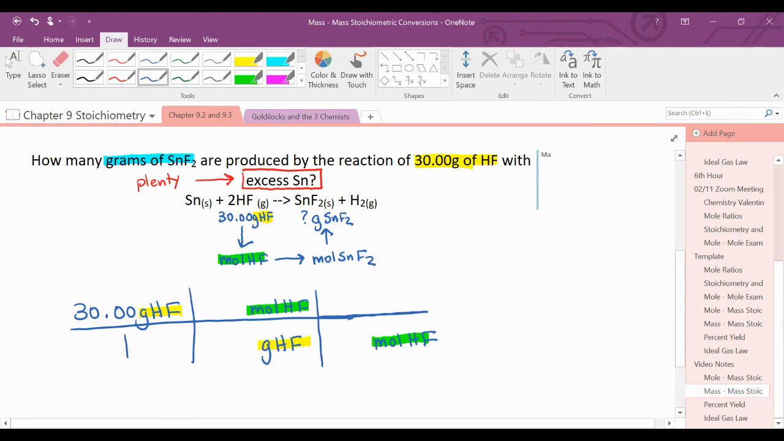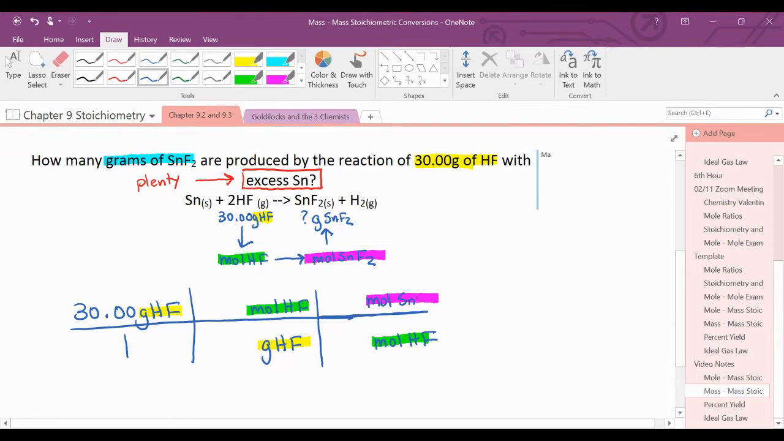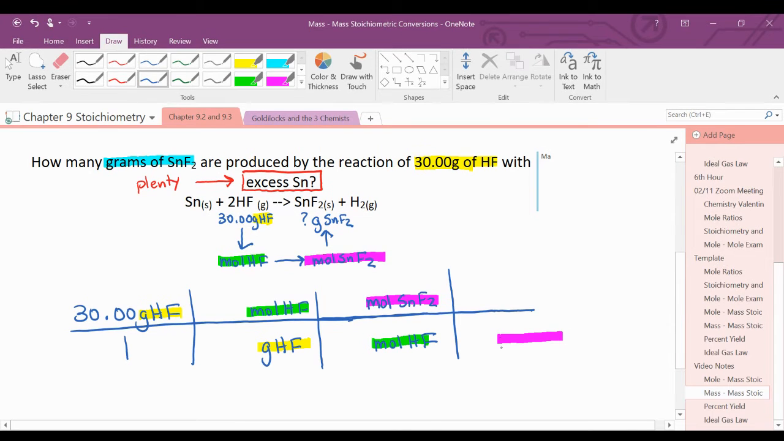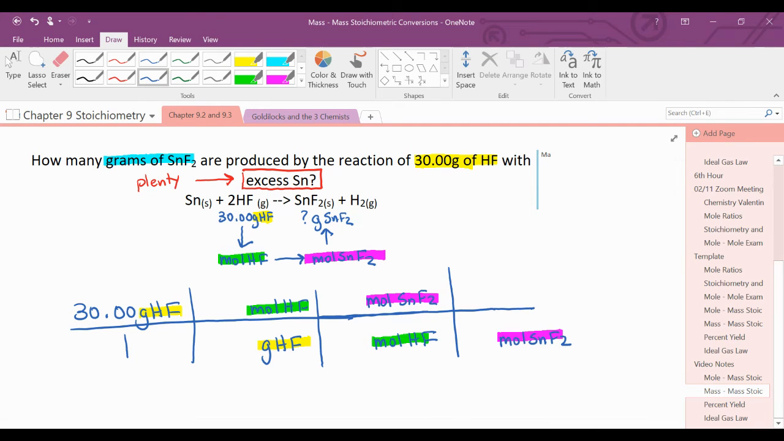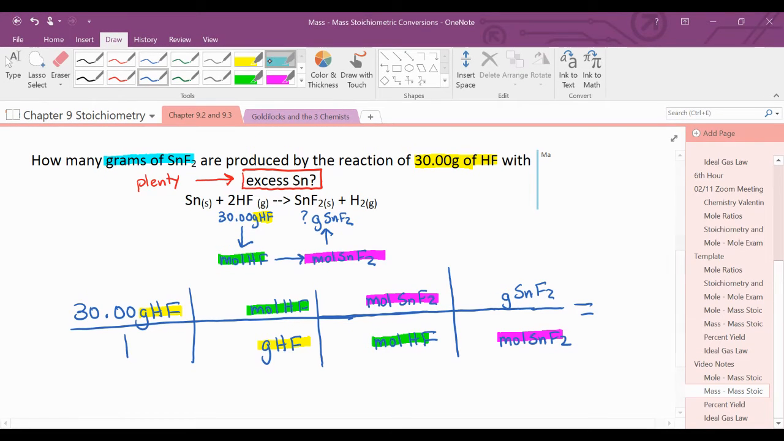Now I can convert from moles of hydrogen fluoride to moles of tin 2 fluoride. It's my mole to mole conversion. The only way to convert from one substance to another is to use that mole ratio. We'll use it in every type of conversion we do. And so then the units at the top, the numerator of my second conversion factor, will go to the denominator of my third conversion factor. And I can convert from moles to grams of tin 2 fluoride, which is what I was asked for in the problem.